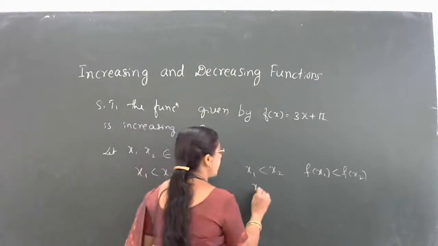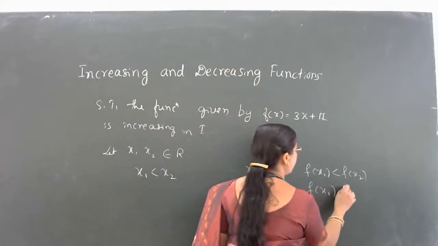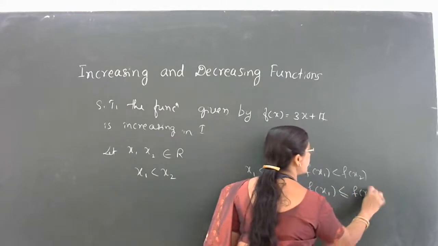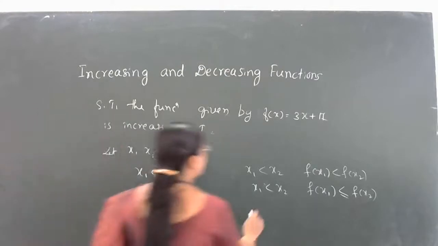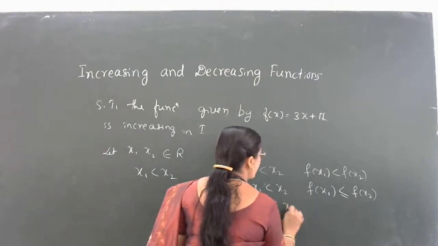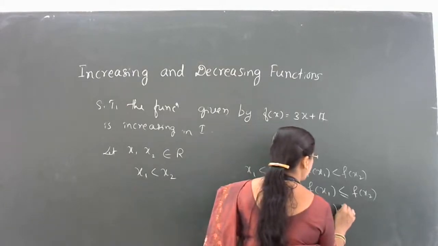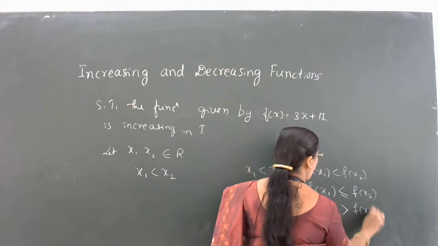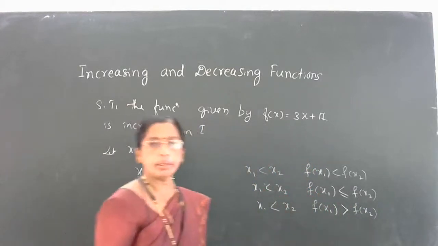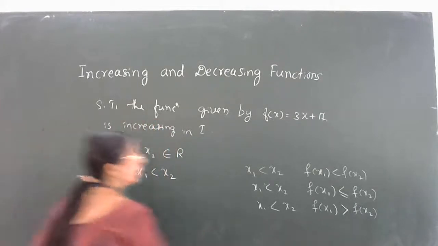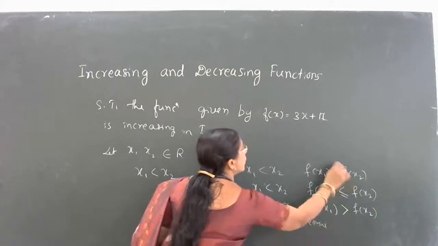If x1 is less than x2 and f of x1 is less than or equal to f of x2, the function is increasing. If x1 is less than x2 and f of x1 is greater than f of x2, then the function is decreasing. Here the function is increasing.